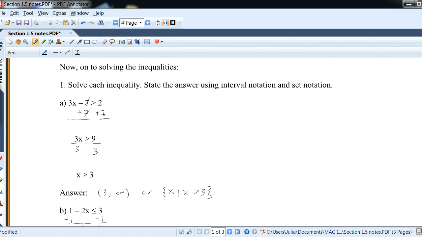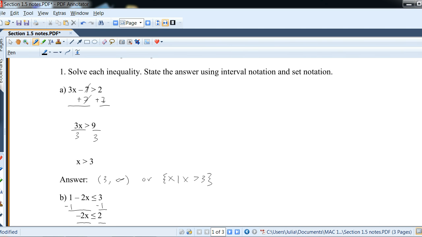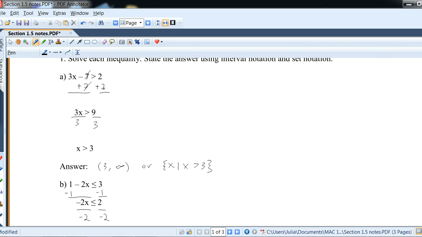Let's do a more complicated one. 1 minus 2x is less than or equal to 3. Again, we're trying to isolate the variable. Subtract 1. Subtracting a number again does not change an inequality, adding or subtracting. And so now note we're getting negative 2x is less than or equal to 2. But then we want to get rid of the negative 2, so we divide by negative 2 on both sides.